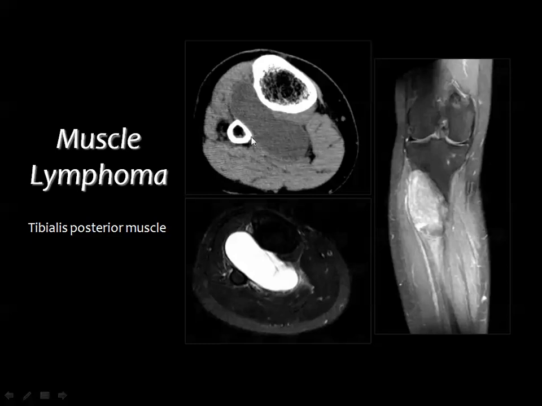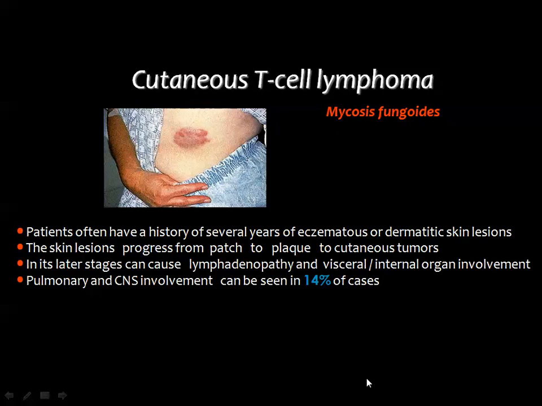On CT scan, we see a relative hypodense mass, which showed bright signal on T2 weighted image and some enhancement. No, this is T2 weighted image also, and you see the brightness of the lesion.